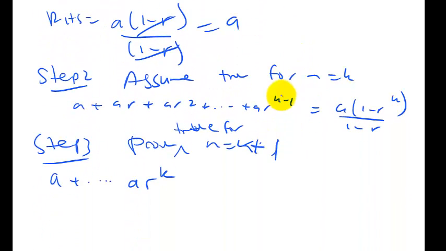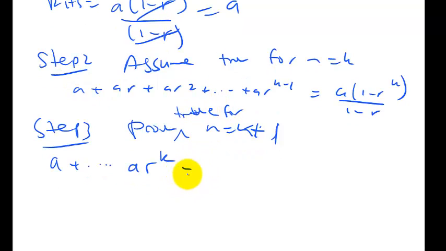It's the same as subbing into that. I don't know if you realize, you're subbing in k plus 1 for n, because n is k plus 1. Anyways, whatever. Equals a(1 - r), but rather than the n or the k that was here before, it's going to become k plus 1, over 1 minus r.